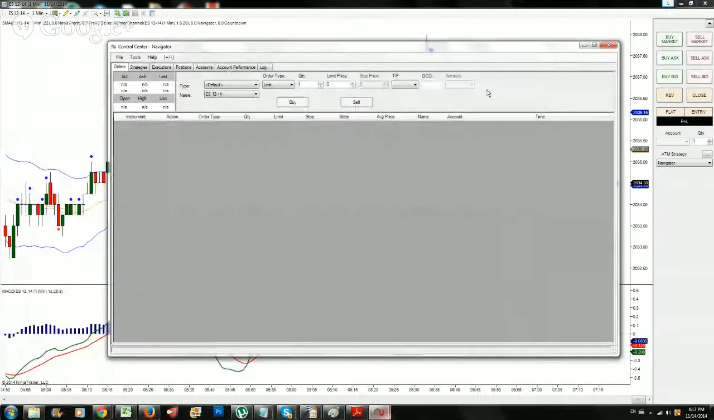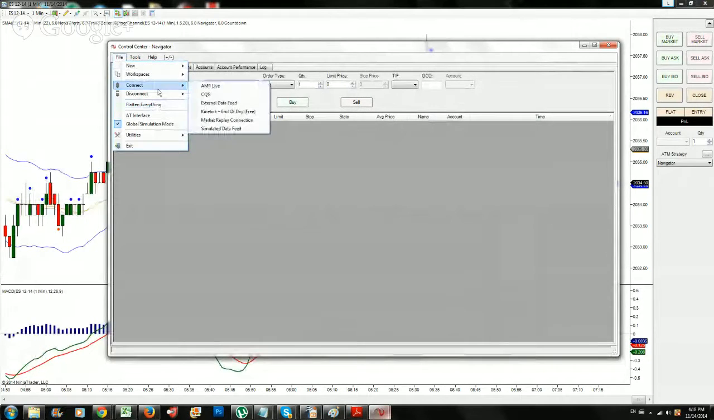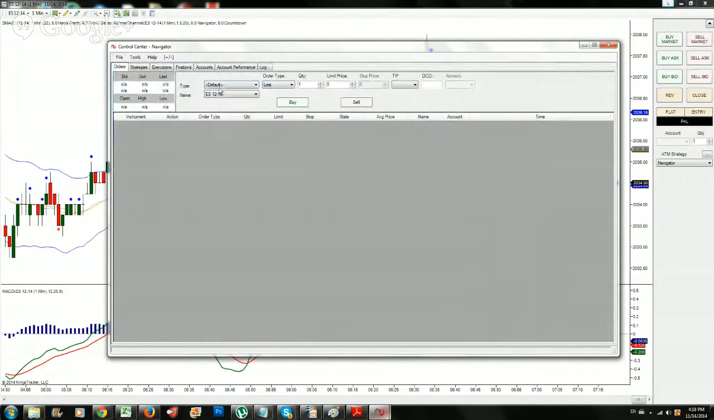So right off the bat, once we have you set up, because you need to be set up to the right format, you're going to connect to AMP Live. AMP is the broker we use. I'm going to explain to you what a broker is in a minute. But I'm going to connect just to show you the market. It says it's connecting down here to CQG. Hopefully you can see that pretty clearly.